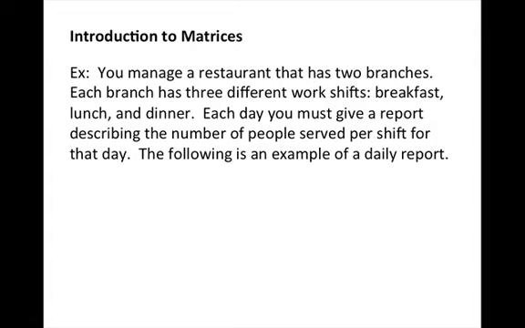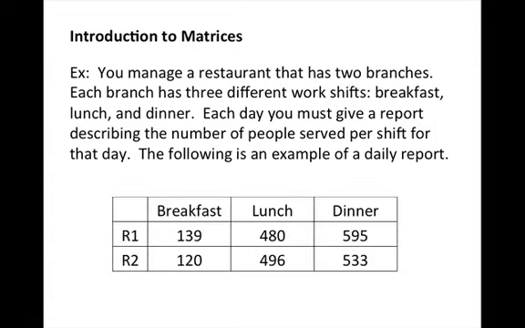And the following is an example of a daily report. So I have a table where the rows represent the 2 restaurants. My first row represents restaurant 1, and my second row represents restaurant 2. The columns represent the shift that I'm serving. I've got the breakfast shift, the lunch shift, and the dinner shift. So at restaurant 1 for lunch, 480 people were served. At restaurant 2 for breakfast, 120 people were served.